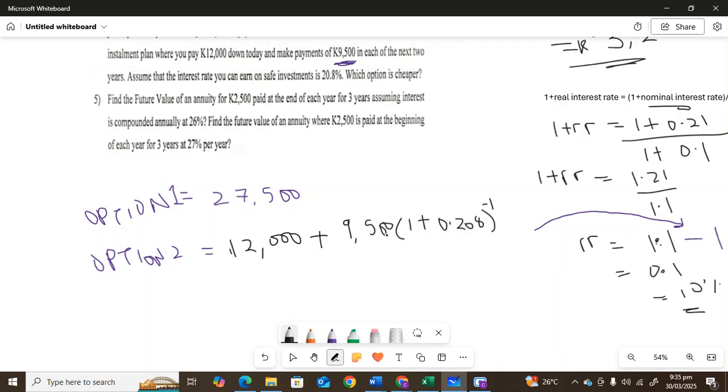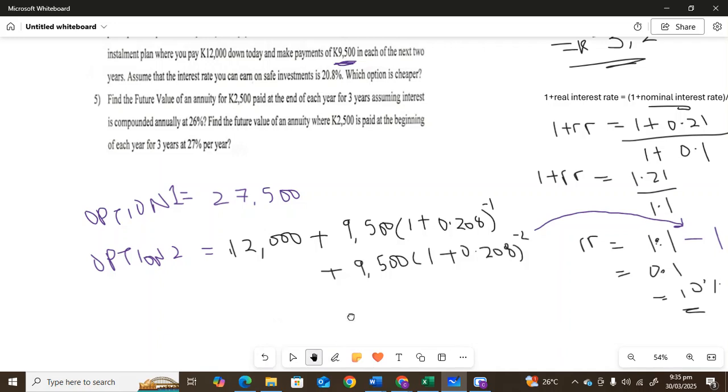Since this 9,500, we're paying it in the first year, plus in year 2, we're paying another 9,500. We have to convert it into today's value. 1 plus 0.208 to the power negative 2. Since we are paying the other 9,500 in the second year.